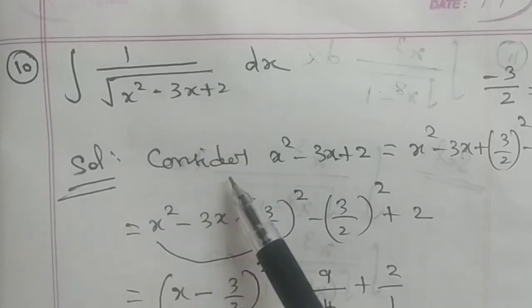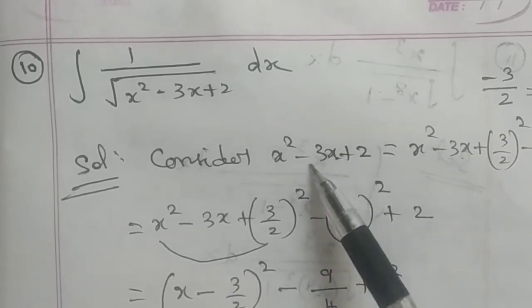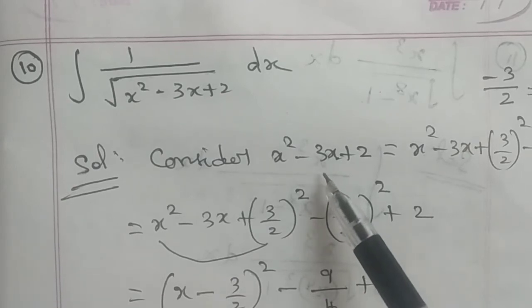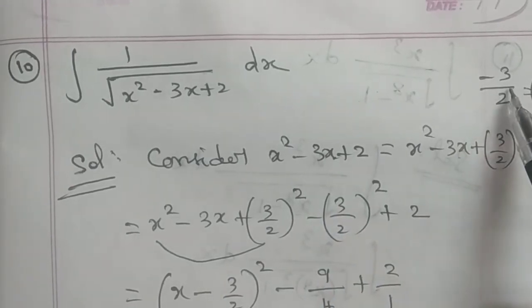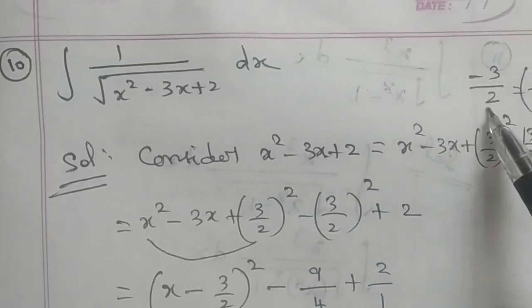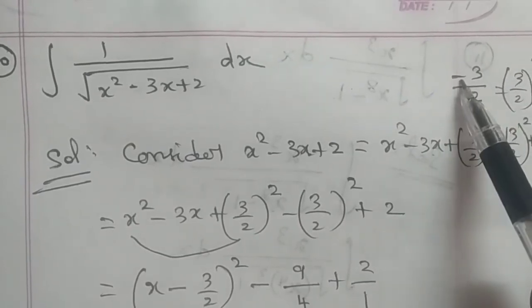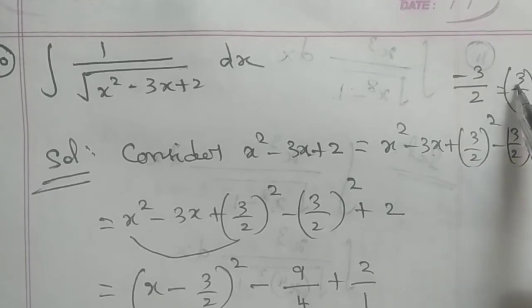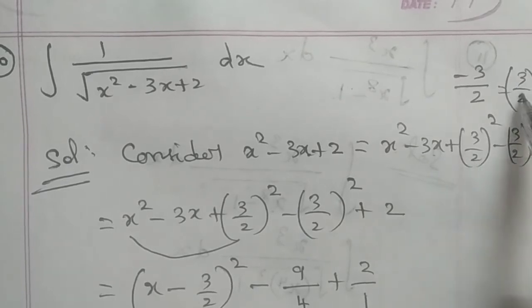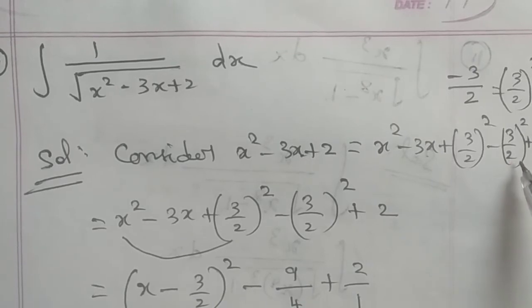So consider the term x square minus 3x plus 2. Here what is the coefficient of x? Minus 3. Minus 3 is divided by 2, next square this term. We get 3 by 2 the whole square, since minus into minus is plus. So add and subtract 3 by 2 the whole square: plus 3 by 2 the whole square and minus 3 by 2 the whole square.